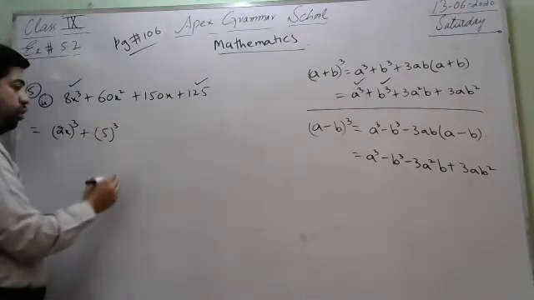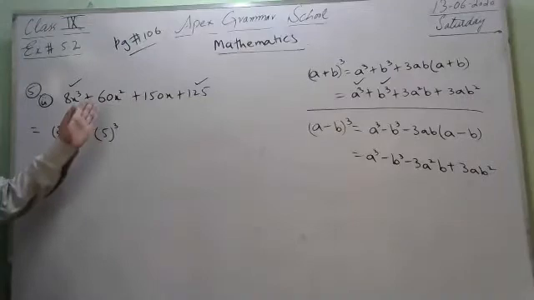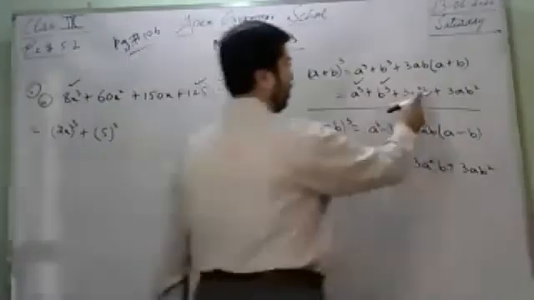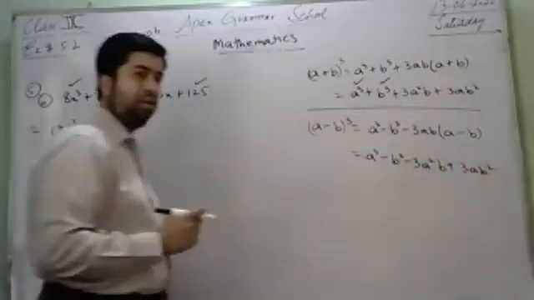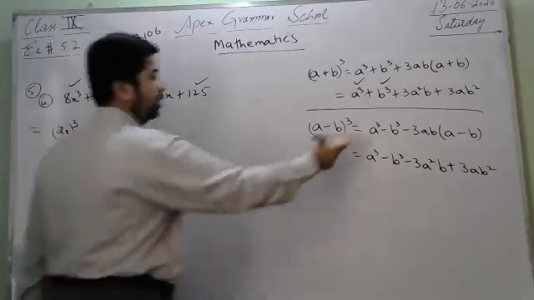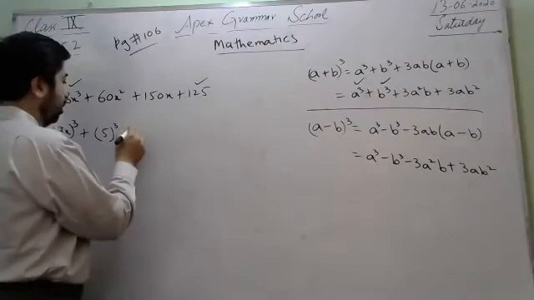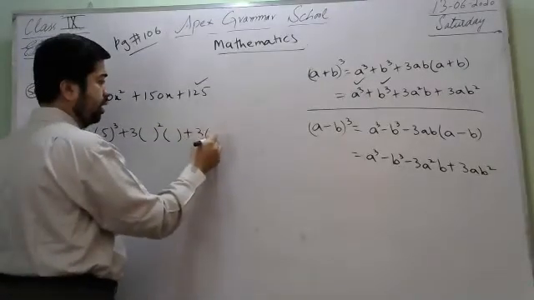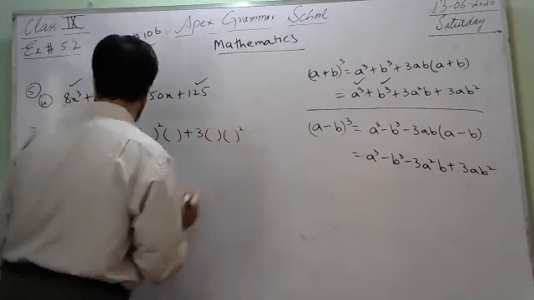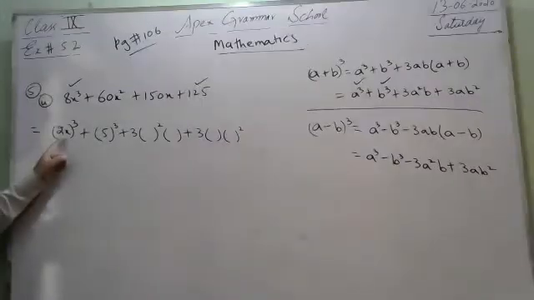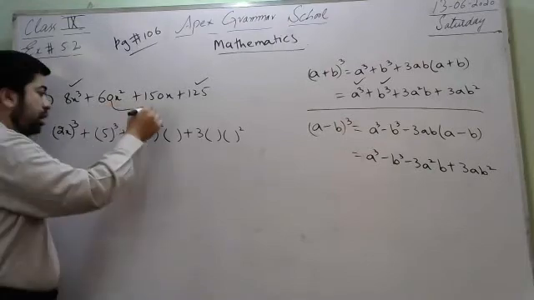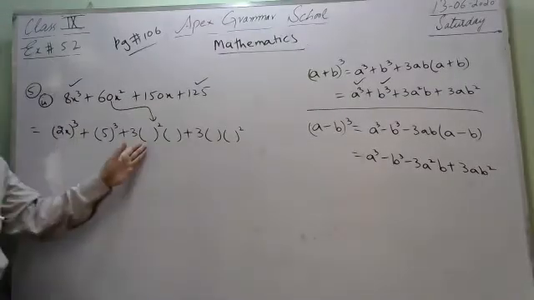This is b cube. After that, you can see that both terms are positive, one is 3a square b and one is 3ab square. So first is plus 3a square b and second is 3ab square. So 2x is a, so with x square, this will be 3a square b.